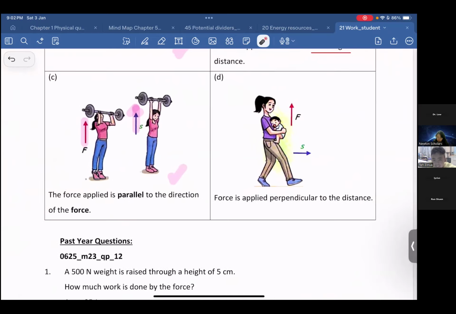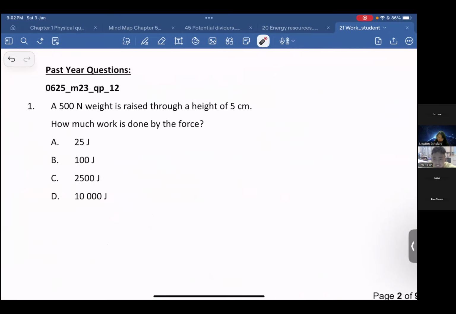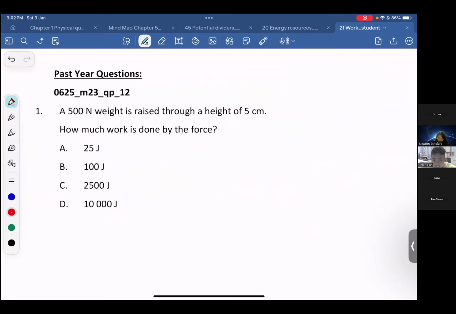Okay, so let's go here. A 500 Newton weight. Newton is the force, or we say weight. It is raised through a height of 5 cm. How much work is done by the force? W equals Fs. Can you try and then tell me your answer: is it A, B, C, or D?